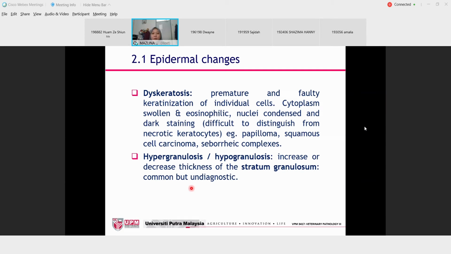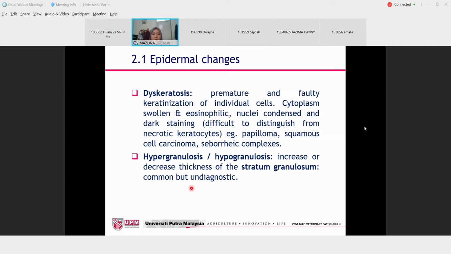Okay, so how do these cells look? Usually the cells with dyskeratosis appear very reddened. The cytoplasm is very reddened and it's usually larger in size because it's swollen. The nuclei are always condensed and dark staining, and this can cause confusion because it appears similar to a necrotic keratinocyte. Dyskeratosis is commonly found in cases of papilloma, squamous cell carcinoma, and seborrheic complexes.